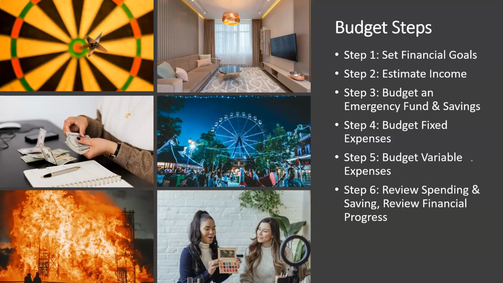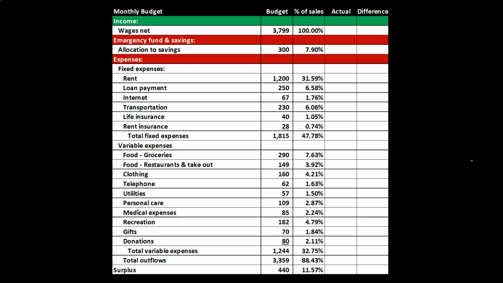So number 6, review spending and saving, review the financial progress. So you want to review your progress then as you go through the budgeting process. And then step 7, revise goals and budget allocations. So then, of course, you make the revisions that would be necessary for the next round.